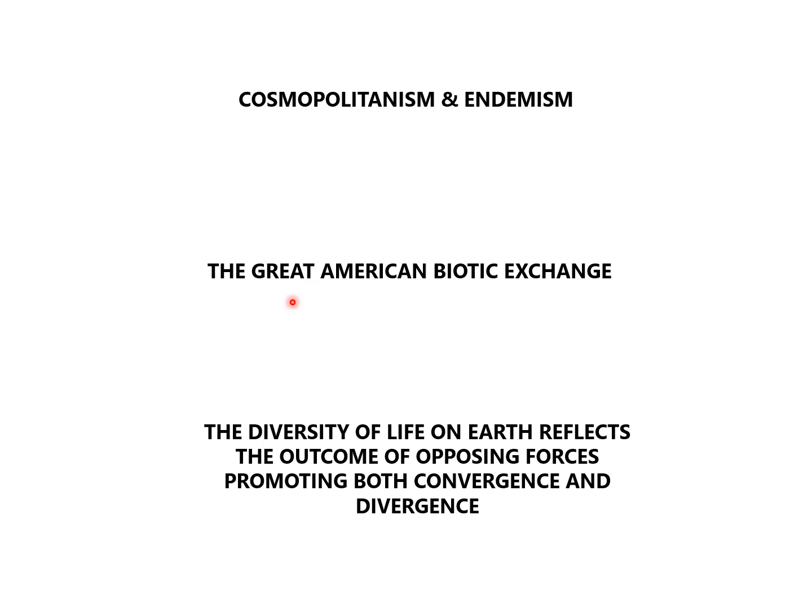Oh, one last thing here. This should be yellow. I don't know why this isn't yellow. Anyway, just to summarize what we talked about here, we introduced the ideas of cosmopolitanism and endemism. We talked about the Great American Biotic Exchange, and really what we're getting at here is that the diversity of life on Earth reflects the outcome of opposing forces, both promoting convergence and divergence. Similar evolutionary pressures can cause convergence towards similar morphology types, but isolation can also cause divergence of different types of organisms. So both of these forces are in play almost all the time. Some interesting things going on there.